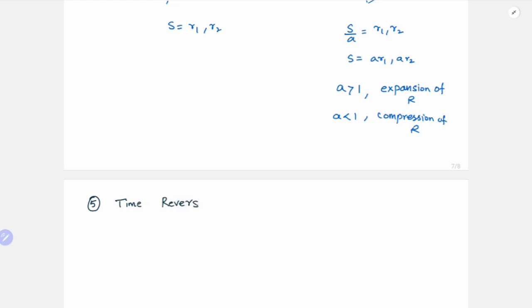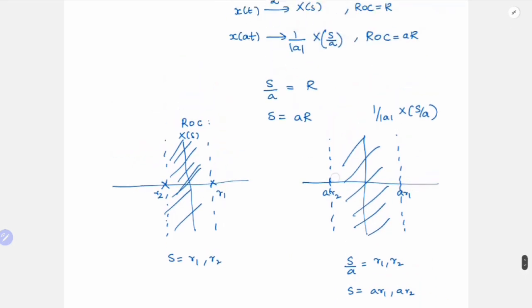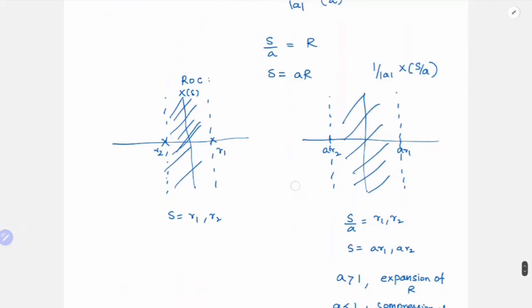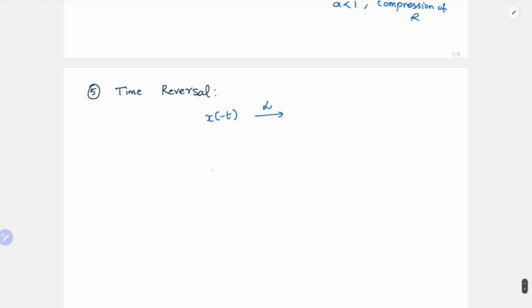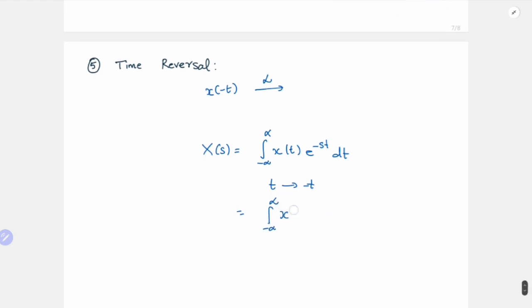So it can be taken as part of time scaling also, because a can be negative, but just for the sake of it I am putting it separately. So x of minus t. If you take the Laplace transform, for x of t you had the integral of x of t e power minus st dt. So if you replace t with minus t, what will happen? The limits and the dt sign change will cancel out each other. I'll get the integral of x of minus t e power st dt.